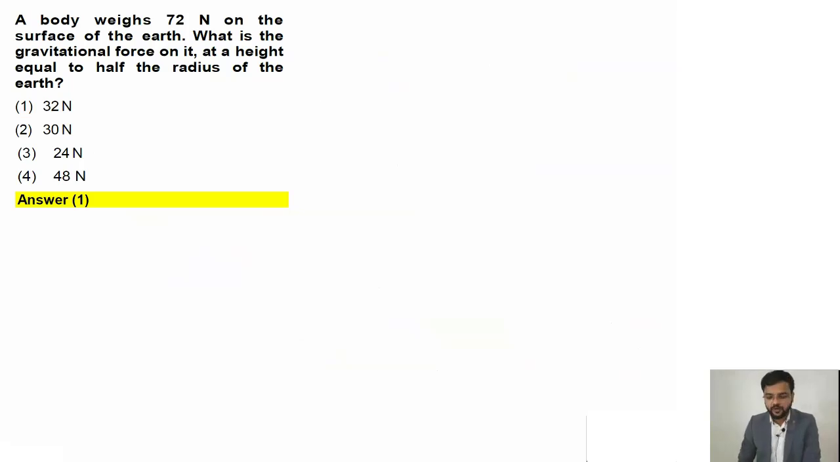Okay, the next question is what? A body weighs 72 Newton on the surface of the earth. What is the gravitational force on it at a height equal to half the radius of the earth? Okay, so on the earth surface, the weight of the body is given as 72 Newton here. So let's see.